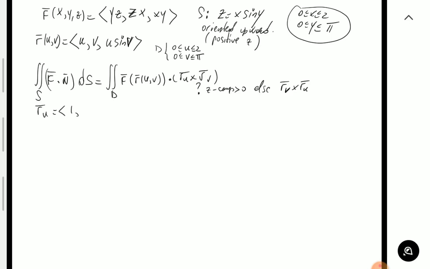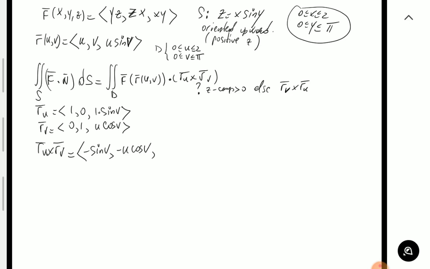Partial u is going to be 1, 0, 1 times sine of v. r_v is 0, 1, u cosine of v. The cross product now, r_u cross r_v, is going to be 0 minus sine of v. The middle component, 1 times u cosine of v with the negative sign, minus u cosine of v. And as you can see here, the last component is 1.